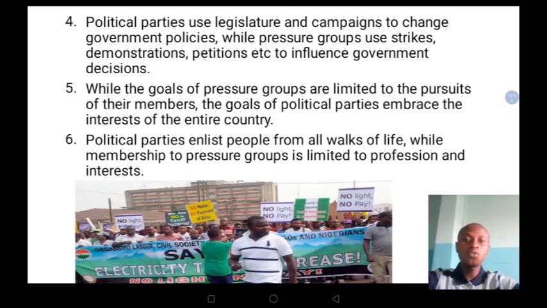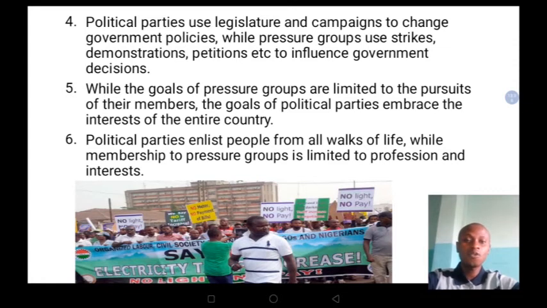Now, the goals of pressure groups are limited to the pursuit of their members' interests, while the goals of political parties embrace the interests of the entire country. Every political party has the interest of the general public, of the entire country at heart, unless it does not want to win elections. So it must factor in the interest of the entire country, of the entire state, of the entire communities, of the entire people of the state in its party manifesto in order to win election.